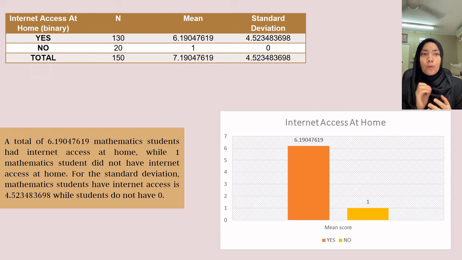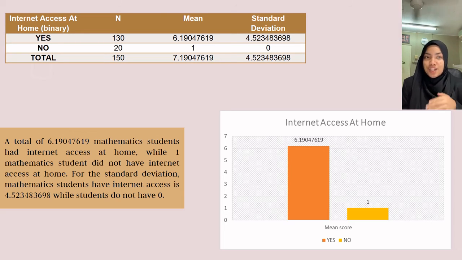Next data show the analysis of mathematics students about internet access at home. A total of 6.19047619 mathematics students had internet access at home, while one mathematics student did not have internet access at home. For the standard deviation, the students who have internet access is 4.523698, while the student who does not have internet access at home was 0. The use of the internet nowadays is essential to get a lot of information. The majority of mathematics students have internet access at home, so it will be easy for the teachers or others to give a lecture in online learning or give extra homework to them.